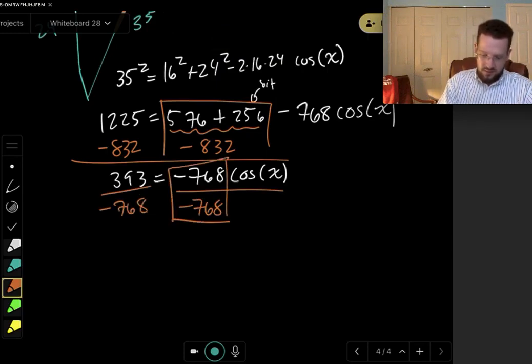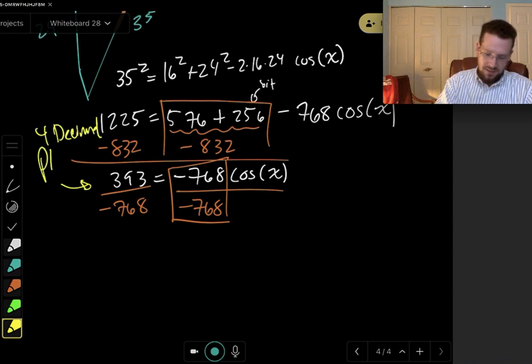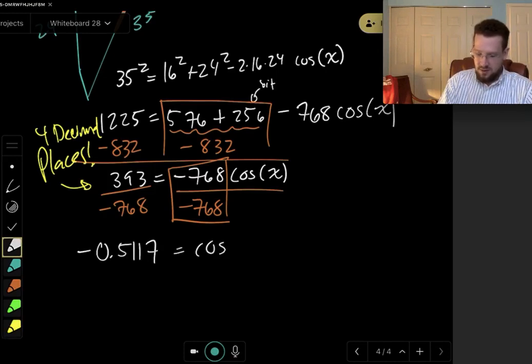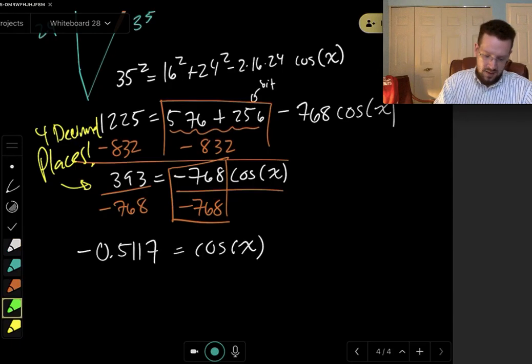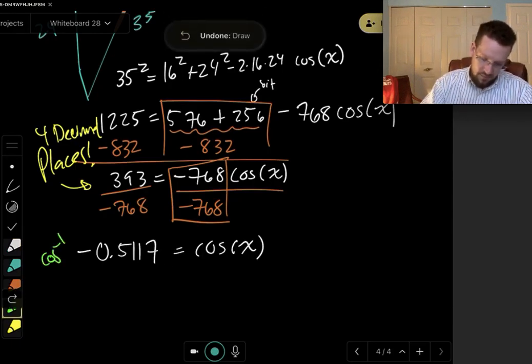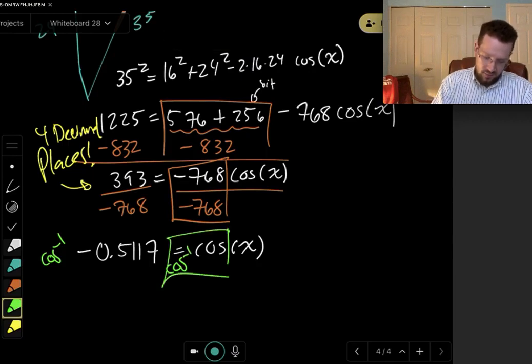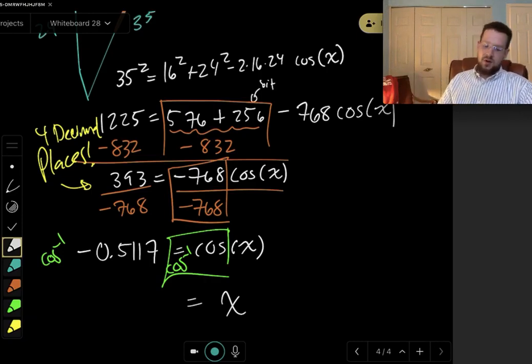These two cancel. And this is the part where we want our 4 decimal places. Okay, 4 decimal places are negative 0.5117 is equal to cosine of x. And now we want to do the inverse to both sides. So these two cancel. We're left with just x. And it is equal to the cosine inverse of negative 0.5117.